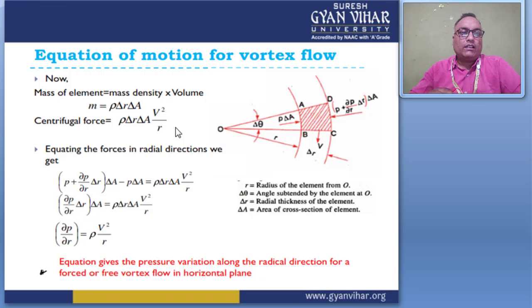gives rho delta R delta A into V square by R, and equating the forces in the radial direction, we get P plus del P by del R into delta A minus P into delta A is equal to rho delta R delta A V square by R. In this case del P by del R into delta A is equal to rho delta R delta A V square by R, and this gives del P by del R is equal to rho V square by R. The above equation gives the pressure variation along a radial direction for forced and free vortex flow in a horizontal plane only.